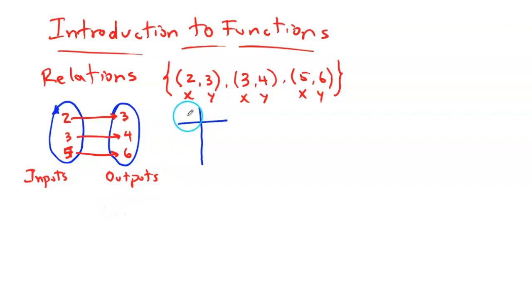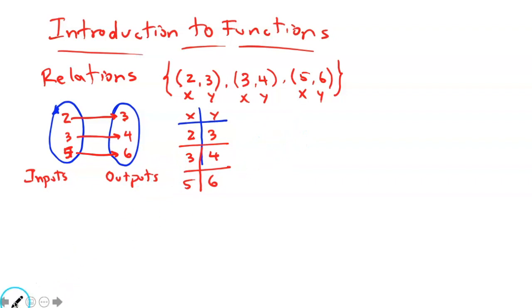I can also write that as a table of values, x and y: the 2 and the 3, the 3 and the 4, and last but not least, the 5 and the 6. So these are different ways to write relations and also functions. We'll talk about functions in a minute. All these are relationships between two quantities. Let me give you more examples.